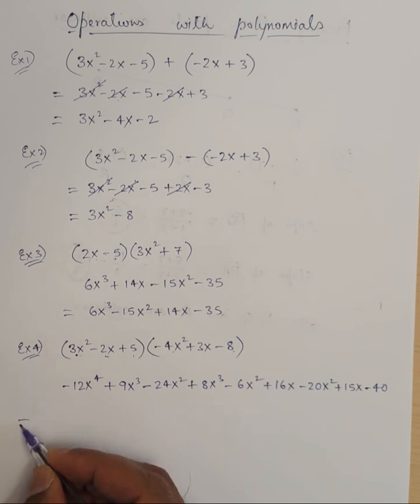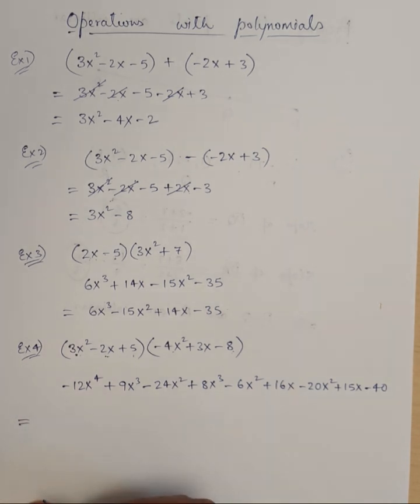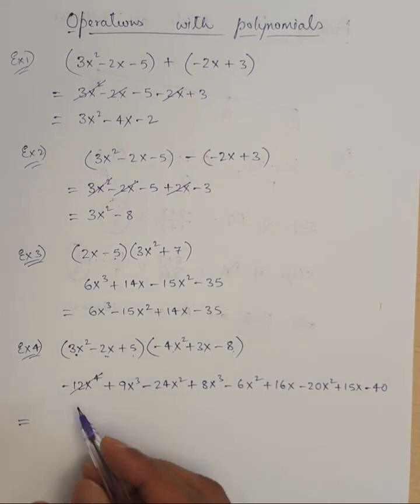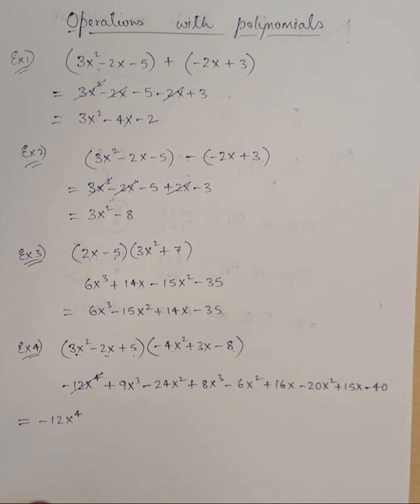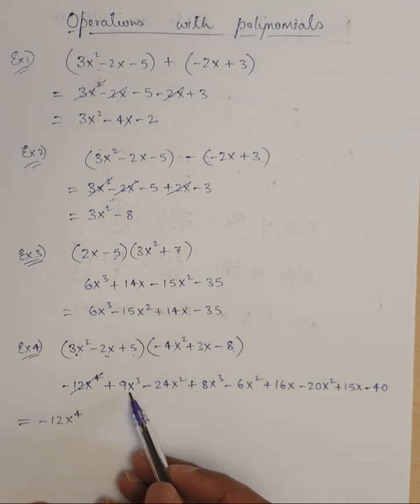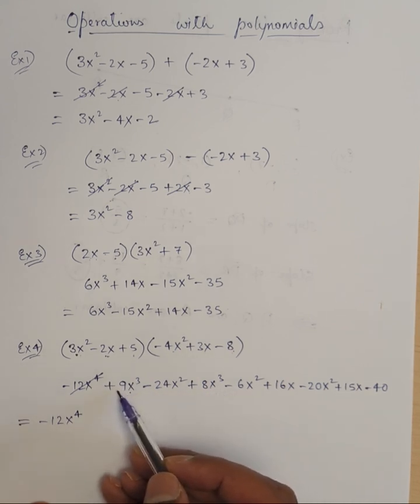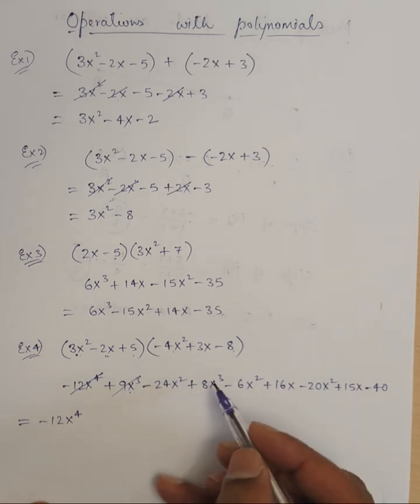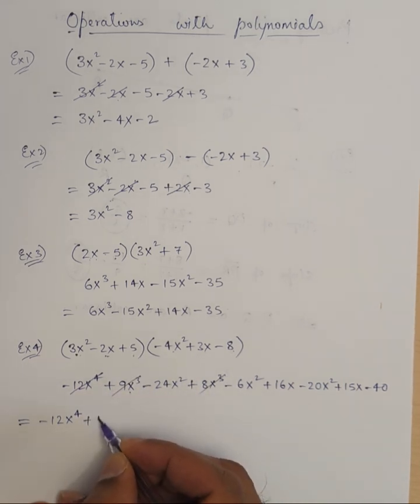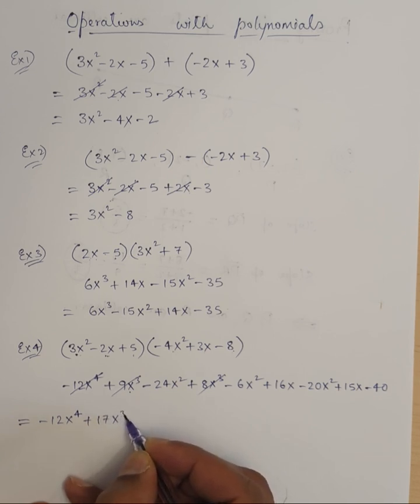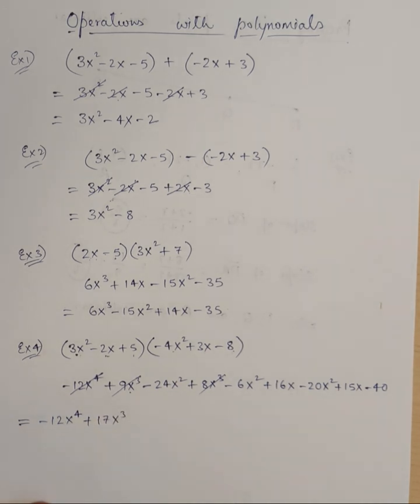All right, at this point, we will combine the like terms. We'll start with the highest power. The highest power is 4, and this is the only term. So let's write that down, negative 12x to the fourth. Once we have the fourth power, we will hunt for third powers. We see an x cubed here and an x cubed there. So 9x cubed plus 8x cubed. Notice they are both positive. So positive 9, positive 8 is positive 17. So plus 17x cubed.